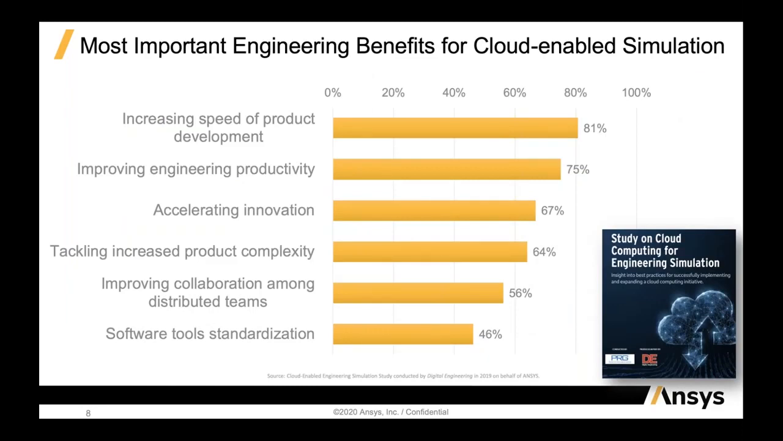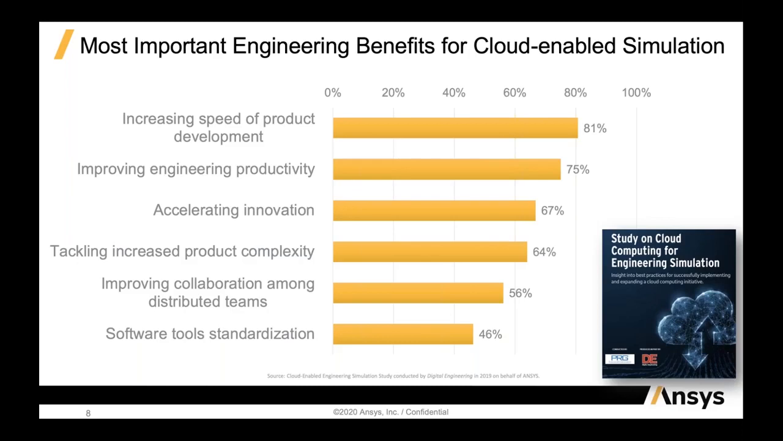Actually, this slide comes back to a survey that we've performed among about 610 engineers, or at least we got over 600 respondents back from engineers, engineering IT managers, and decision makers, in which they shared their perspectives on the use of cloud-enabled simulation. When we asked the respondents to rank the engineering benefits as highly important, this graph shows the outcome. Maybe not a full surprise to some of you, but the top three were increasing speed of product development, improving engineering productivity, and accelerating innovation. And the fact that the top three are high performance computing related is not surprising.